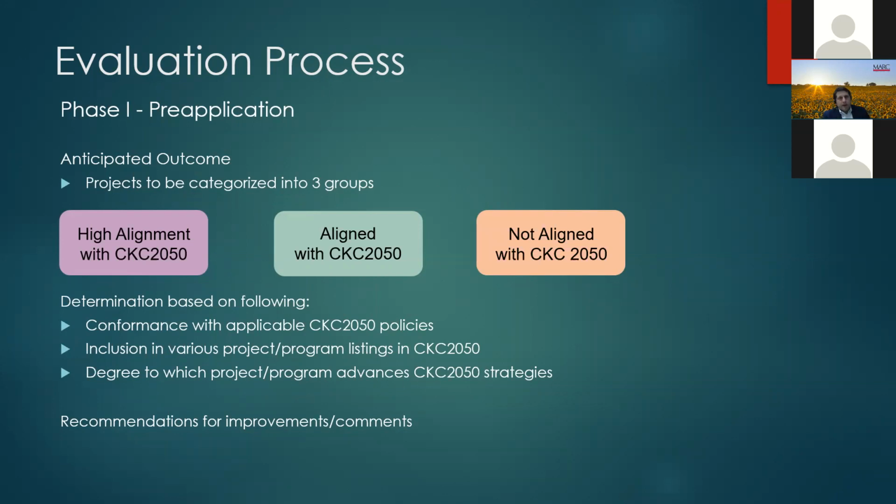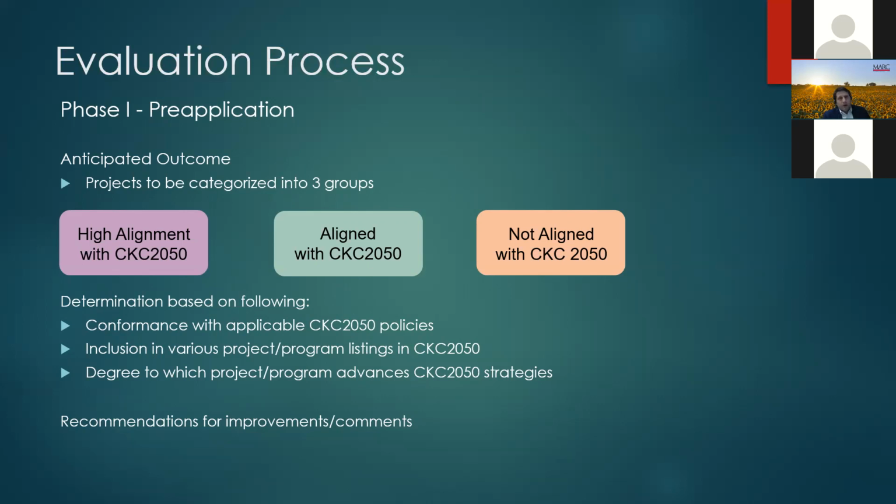And we will arrive at those findings by looking at whether or not they conform with the applicable policies that are described in our transportation plan. Another way of saying that is we'll be looking for projects not to be in violation of these various policies. We'll also be looking to see if these projects that are submitted are included in Connected KC 2050 as financially constrained or illustrative projects, or whether they are listed and referenced as supporting programs in the plan. And I'll say a couple more words about that here in a little while. And last but not least, we will be looking to the degree to which these various projects advance strategies that are included in the plan itself.